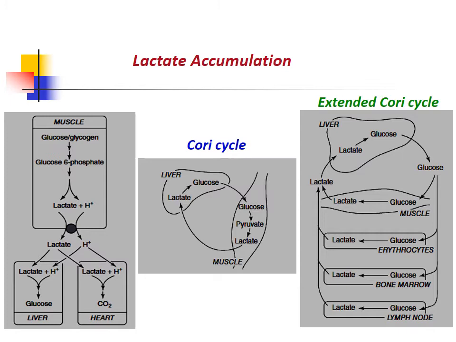Usually, the Cori cycle occurs between the liver and the muscle. But there is a possibility for a Cori cycle to occur between the liver and other tissues. For example, erythrocytes in their glycolytic pathway produce lactate as the end product. This lactate can be circulated back to the liver and then again converted to glucose. Likewise, in the bone marrow, glucose is anaerobically converted to lactate. Again, this lactate is taken by the liver and converted to glucose. In the lymph node, the lactate derived from glucose is taken by the liver and again converted to glucose. These Cori cycles are referred to as the extended Cori cycle.